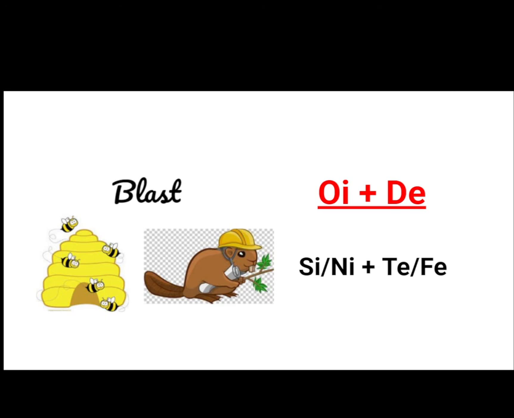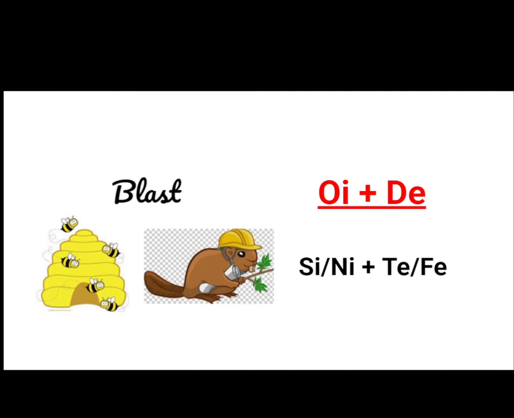Now let's contrast that with the blast animal. So blast animal is introverted organizing, OI plus DE. So it's either SI or NI working together with either TE or FE. So in the ISTJ, this would be SI plus TE working together to get the blast animal. In an INFJ, this would be the NI plus the FE working together.